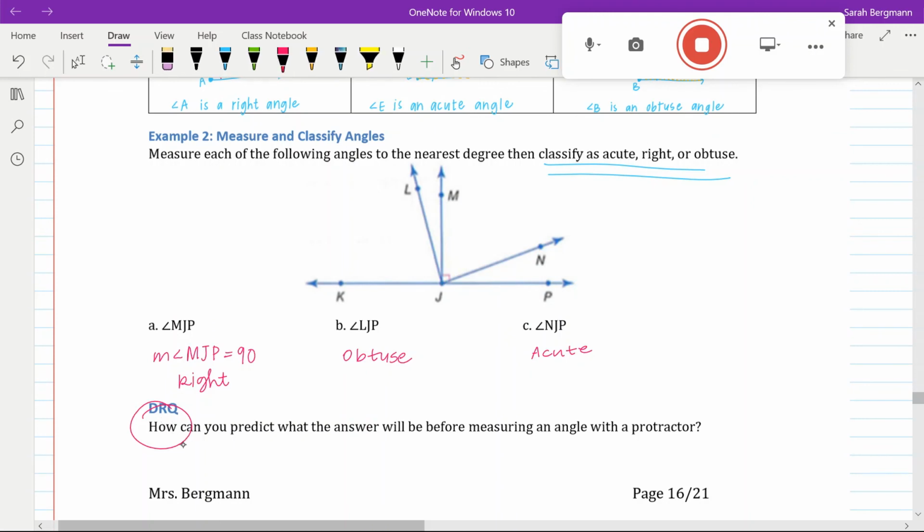Alright, answer this question, reflect on this. How could you predict what the answer will be before measuring an angle with a protractor?